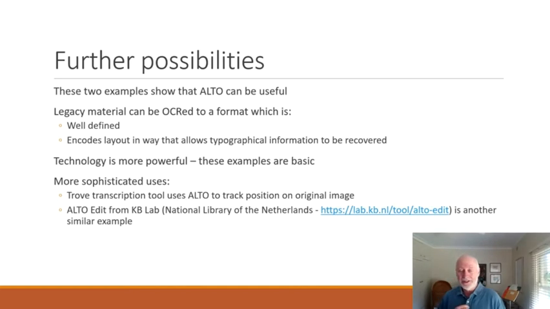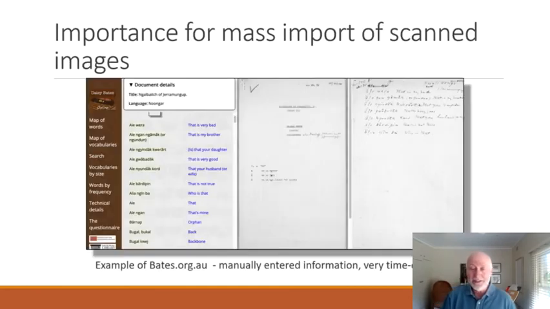Another example of this, if you feel the need to have a tool of your own to do this kind of stuff: the National Library of the Netherlands have developed one called ALTO Edit, and that's available on GitHub. And now Nick is going to say a few words about a couple of other possible uses of this technology in working with written legacy sources.